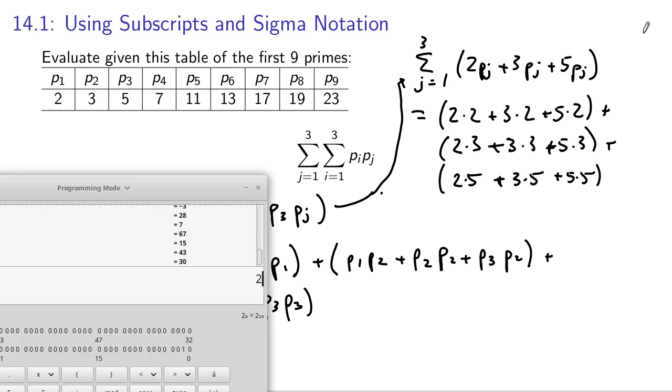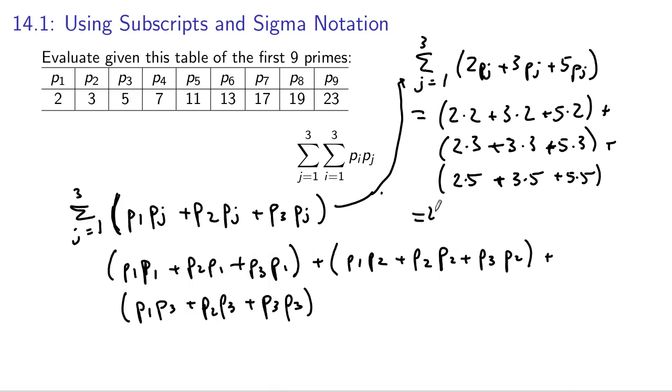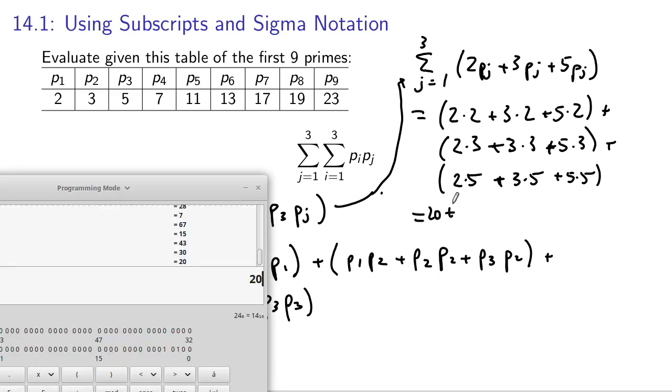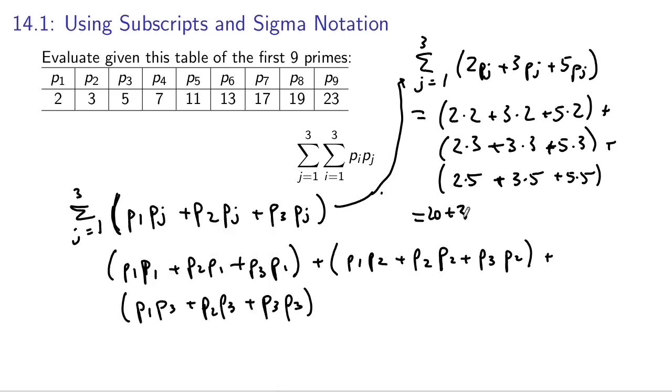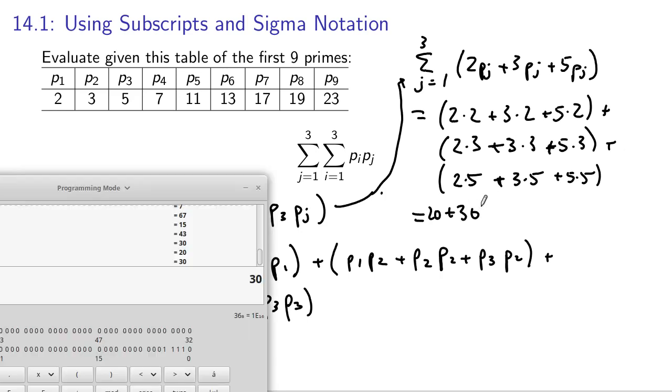So doing that, we have 2 times 2 plus 3 times 2 plus 5 times 2 is 20. 2 times 3 plus 3 times 3 plus 5 times 3 is 30. And 2 times 5 plus 3 times 5 plus 5 times 5 is 50.